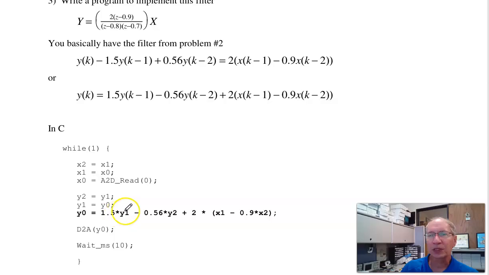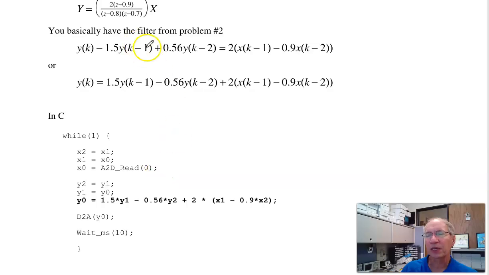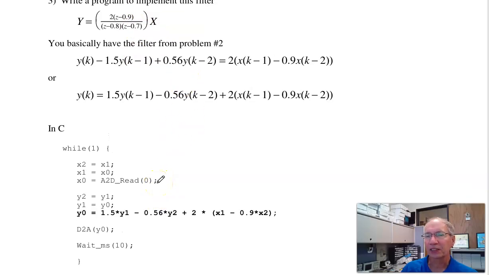The current output is 1.5 times the previous output, minus 0.56 times the output 2 samples ago, plus 2 times x, 1 sample ago, minus 0.9x, 2 samples ago. Presumably do something like spit out that analog voltage, wait 10 milliseconds, then repeat. So this is why we like z-transforms. Implementing that filter in code is really easy.